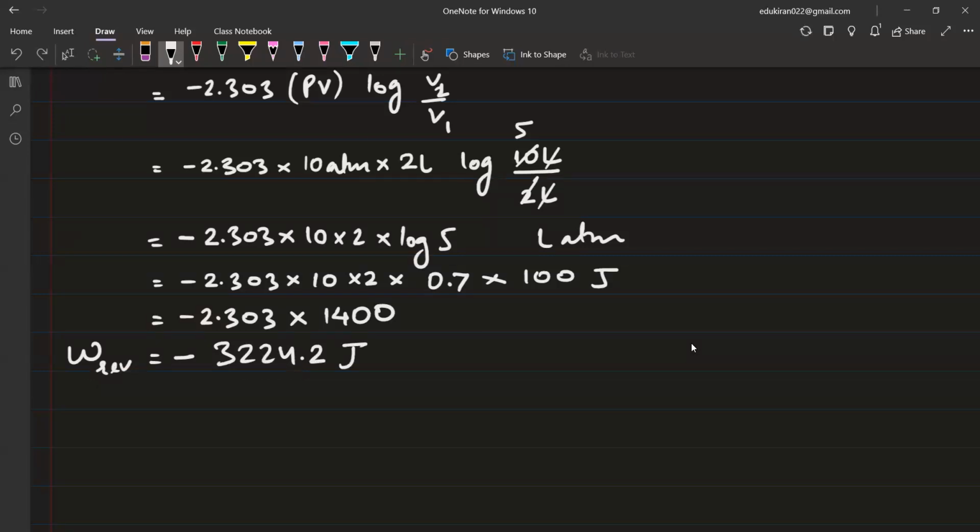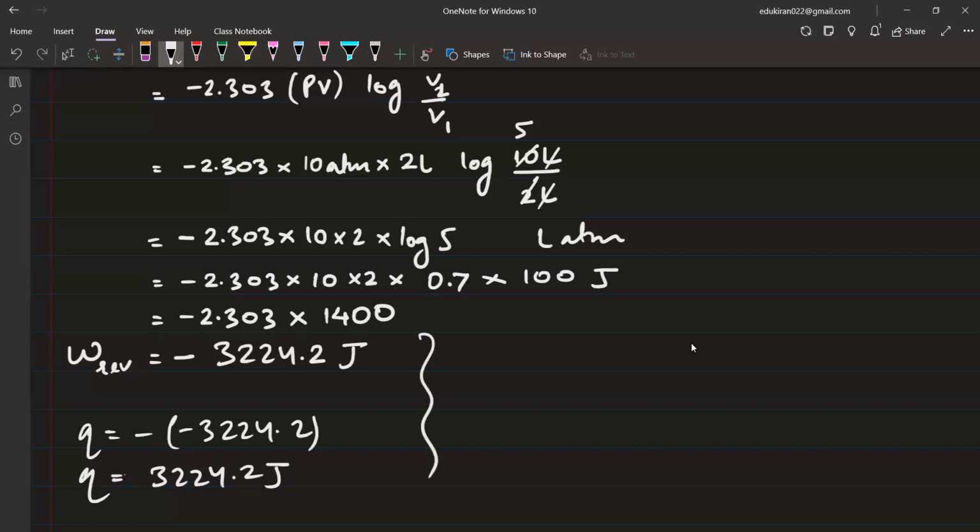ठीक है. Obviously Q कितना हो जाएगा? Heat will be equal to minus of minus 3224.2. So this will be equal to 3224.2 joules. ठीक है. अगर आप ये ध्यान रखें जरा, जो वर्क हम लोग के पास एयर रिवर्सिबल आया था, that was equal to how much? Minus 800 joules. So you can see that work reversible, it is quite higher than the work irreversible, है ना?